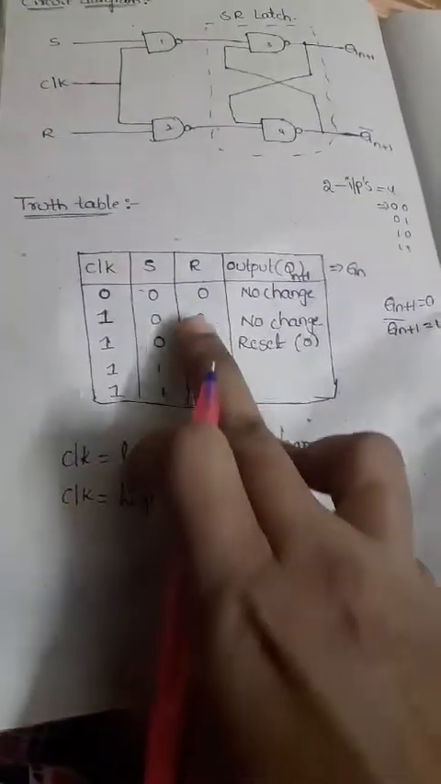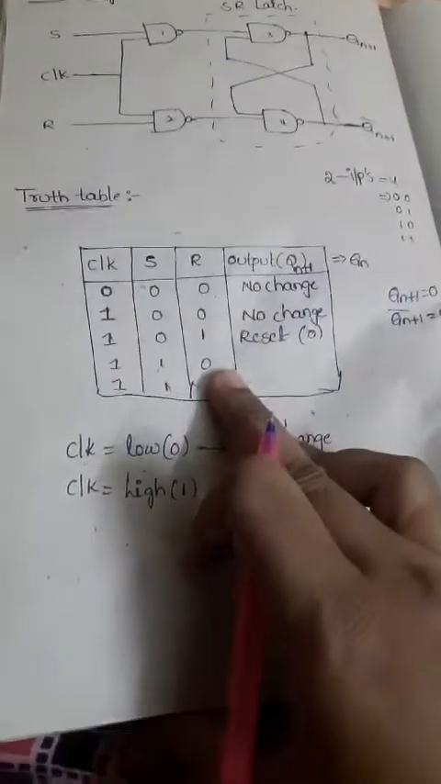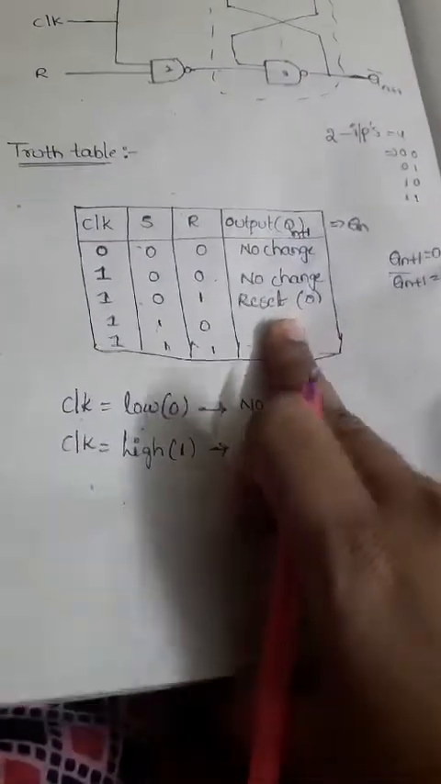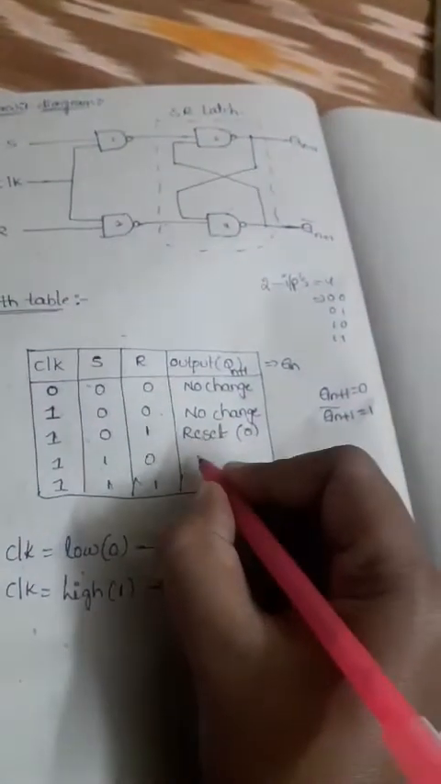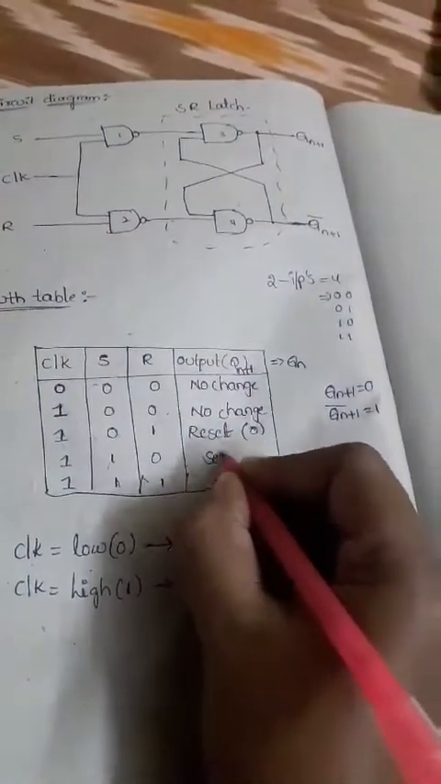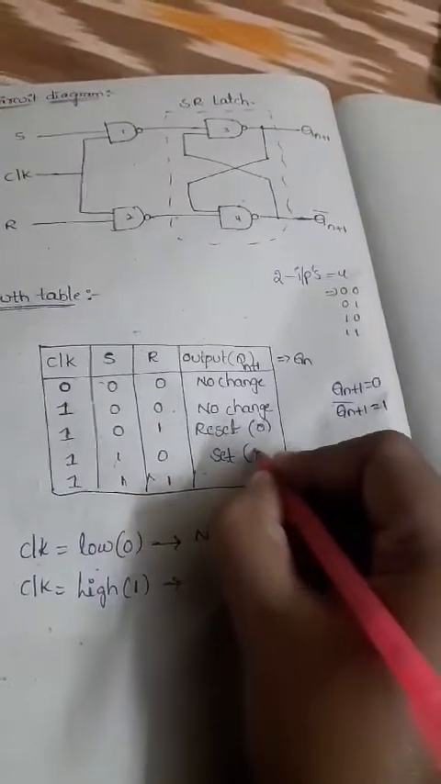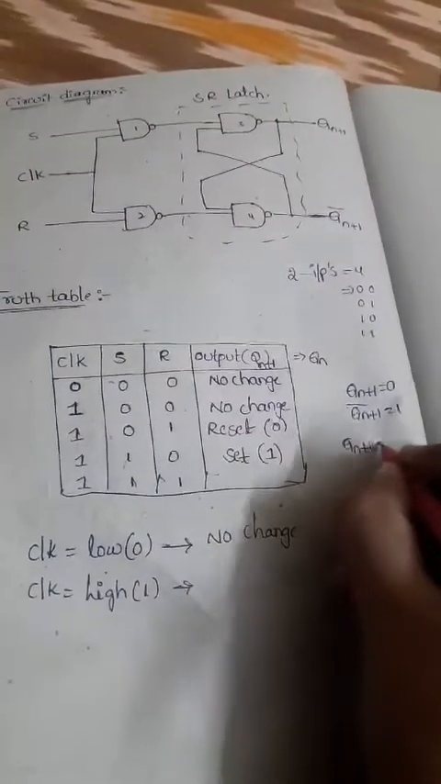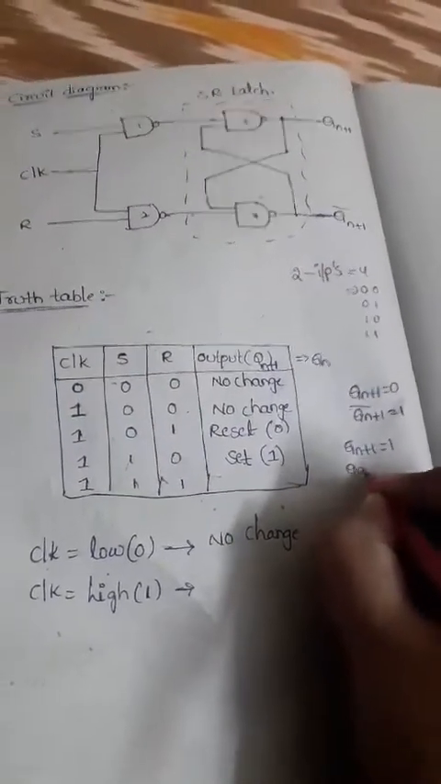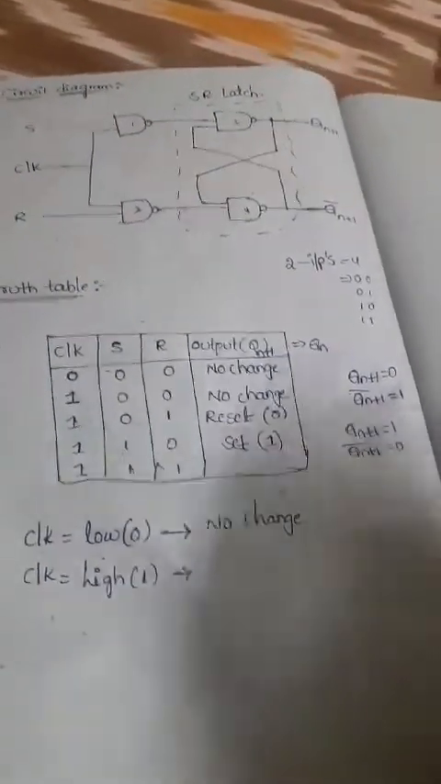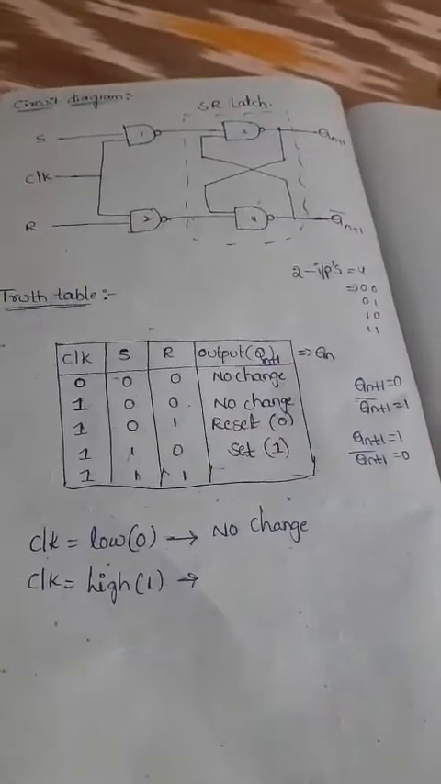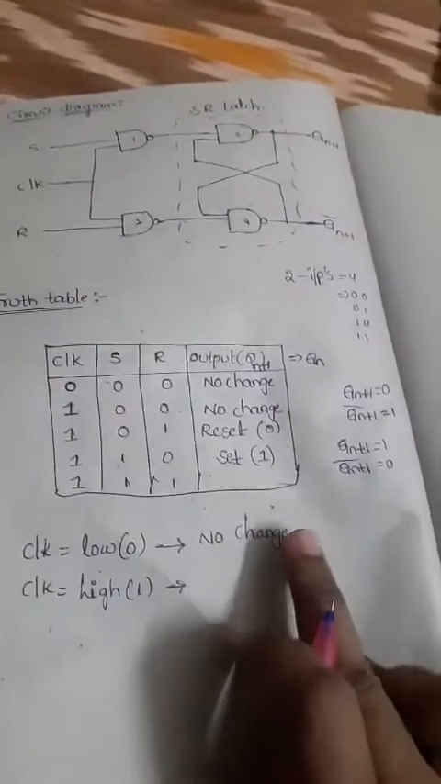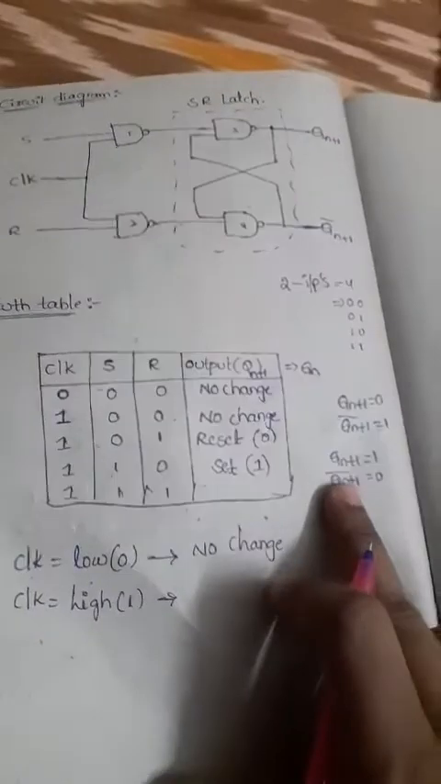Now coming to the third case. Whenever the clock is enabled, S input is 1 and R input is 0. Automatically this SR flip-flop enters into the set mode. Then the output in binary is 1. So the Qn plus 1 value will be 1, and the Qn plus 1 complement value will be 0. So then the outputs are 1 and 0.